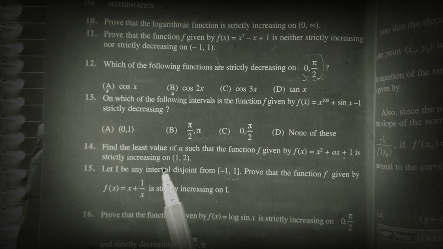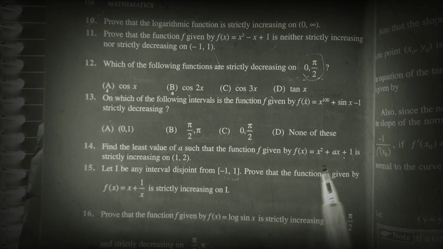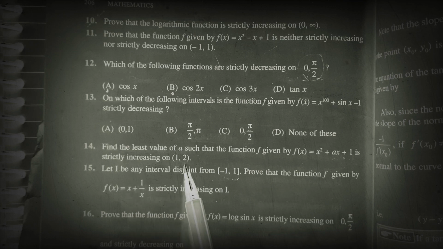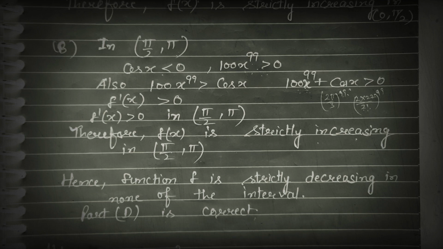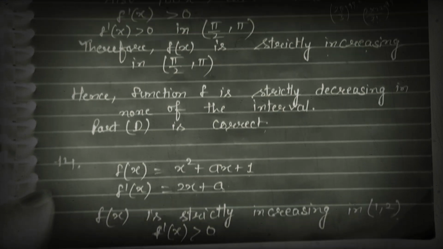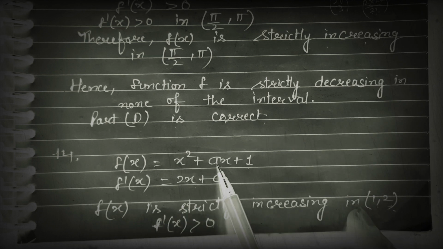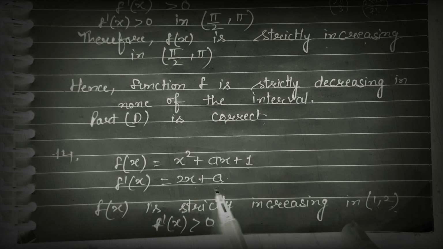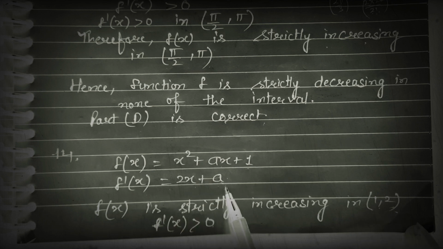So in this question you have to find the least value of a such that this function is strictly increasing in the interval (1, 2). So for strictly increasing, what do you do? Firstly you will take the derivative. The derivative of x square is 2x and the derivative of ax is a. And f(x) is strictly increasing means f dash x should be greater than 0.